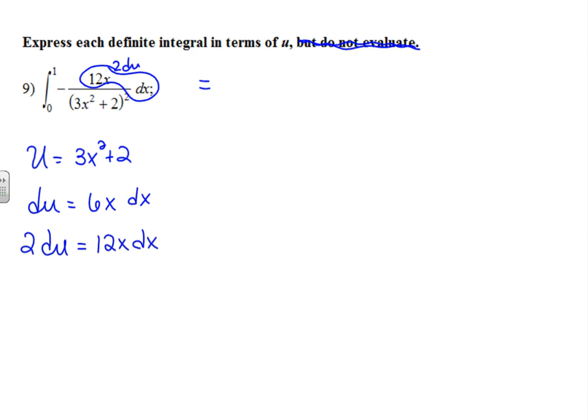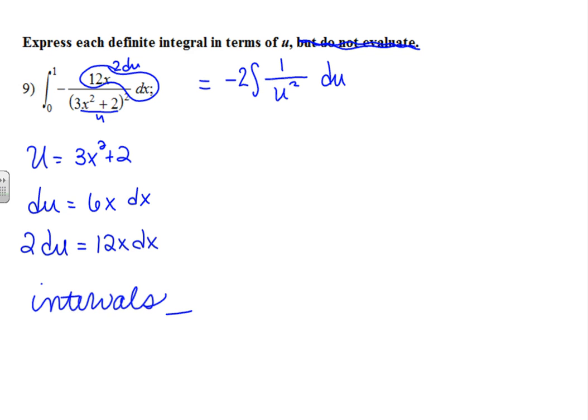This will equal, notice that negative, I'm going to pull it out front. The integral from, I cannot use 0 and 1 now that I'm switching things into u, so be very careful about that. This will be u to the 2nd, because we said let all of this represent u. I'd have 1 on top, 1 over u squared. 12x dx is a 2 du, so I'll bring my 2 out front. And now let's update our intervals, intervals in terms of u.